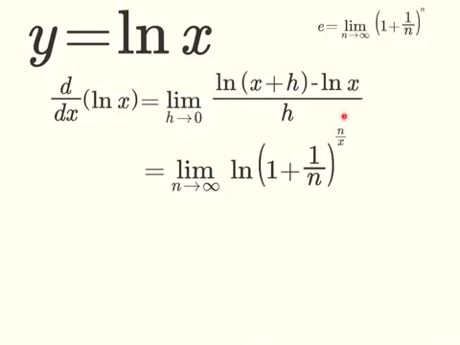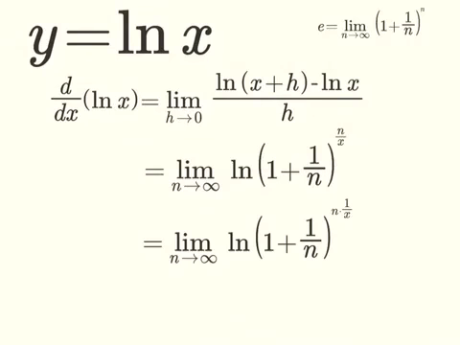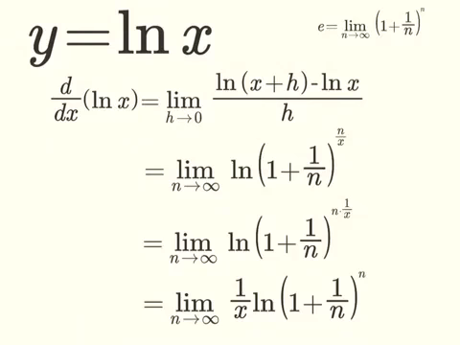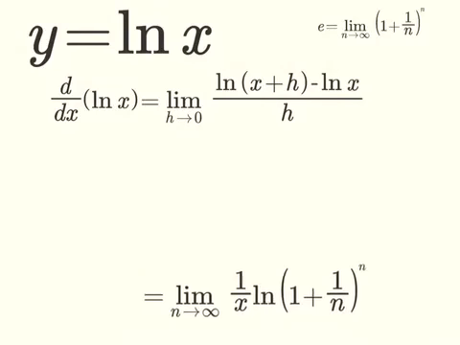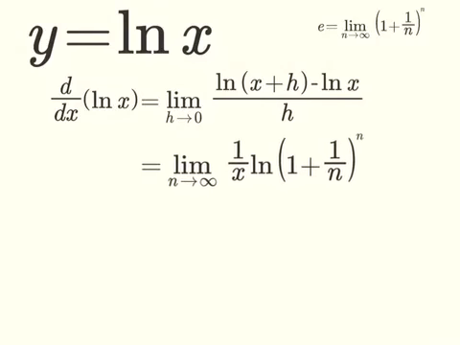And rewrite this exponent as n times 1 over x. I'm then going to apply the same property of logs that I used before. I'm going to take this part of the exponent, move it down and make it the coefficient of the log. I can then factor out this 1 over x out of the limit, because 1 over x has nothing to do with n going to infinity.